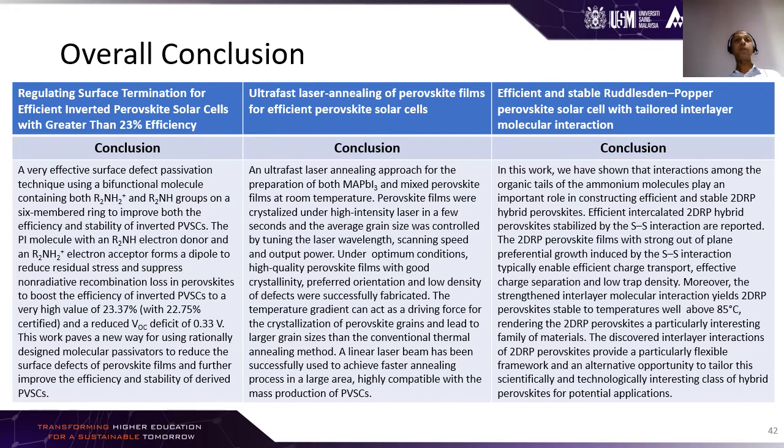So under optimum conditions, high-quality perovskite films with good crystallinity, preferred orientation, and low density of defects were successfully fabricated. The temperature gradient can act as a driving force for the crystallization of perovskite grains and lead to larger grain sizes than the conventional thermal annealing method. A linear laser beam has been successfully used to achieve a faster annealing process in a large area, highly compatible with the mass production of PVSCs.